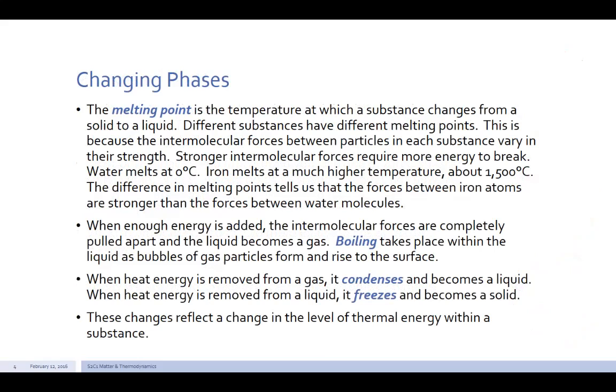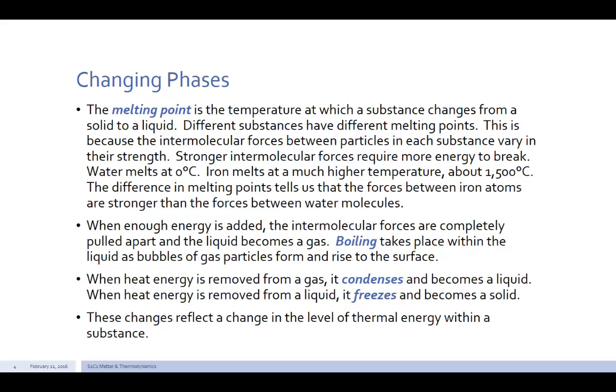The first one we're going to talk about is the melting point. Now, the melting point is the point at which you're going from a solid to a liquid. Different substances are going to have different melting points, and this is because of the differences in the intermolecular forces between the particles, and they're going to vary in their strength. So stronger intermolecular forces require more energy to break, and therefore have a higher melting point. Water melts at 0 degrees Celsius, but iron melts at such a high temperature, about 1500 Celsius. The difference is that the forces between iron atoms are stronger than the forces between the water molecules.